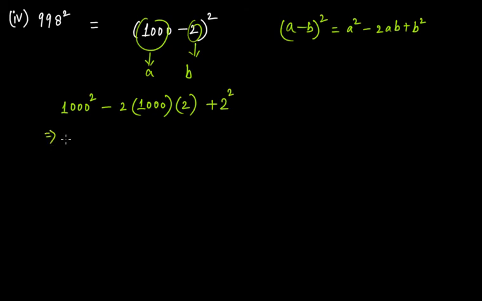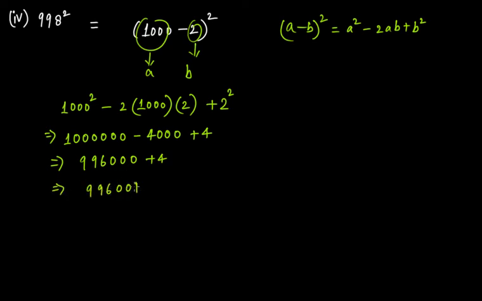So from here you get 1, 2, 3, 4, 5 and 6 zeros, and then minus 4000 plus 4, right? So this is actually 10 lakh, right? So this is 9,96,000 plus 4, that is 9,96,004. This is your answer.